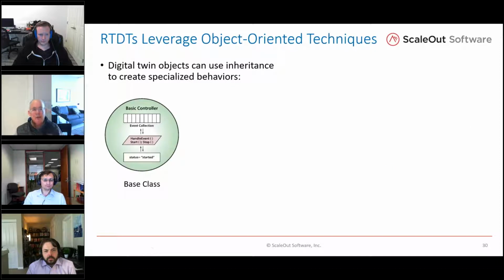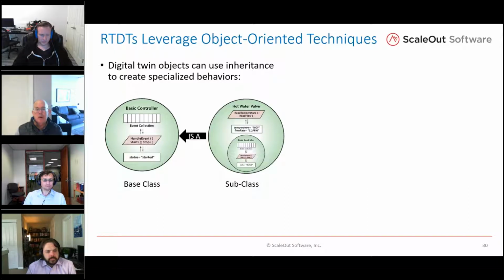There are some other benefits of using object-oriented techniques for real-time digital twins. For example, you can build subclasses of base classes because it's just a standard set of classes. There's nothing fancy in the modeling definition. There's no particular structure beyond a class definition. You can, for example, define a basic controller digital twin and then build a hot water valve, which is a subclass of that.